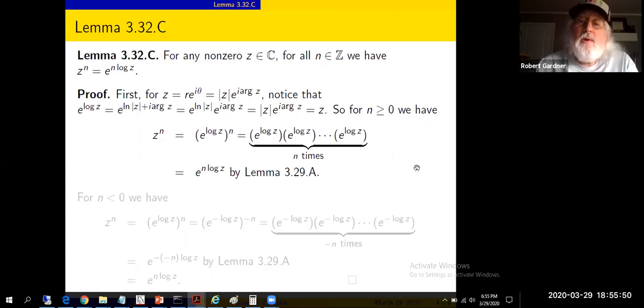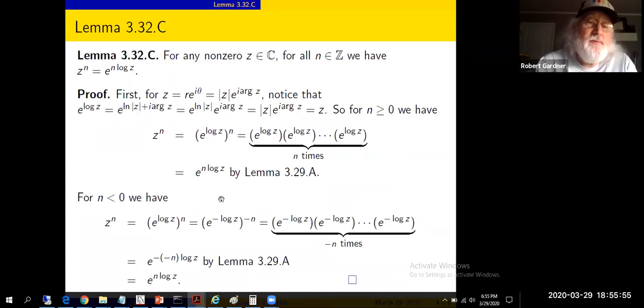The claim is for n any integer, so we need to take care of n negative. So let n be a negative integer. z to the n: we know z is e to the log z. We now have that to the n power upon substituting. Okay, properties of logarithms allow us to do multiplication under these conditions. So we're going to put a negative sign here and a negative sign here. Those will cancel out when multiplying. And now n is negative, so negative n itself is positive, a positive integer.